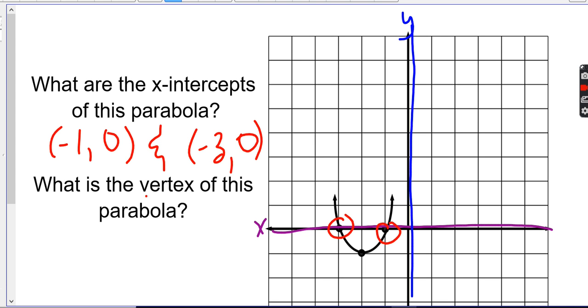The next question asks, what is the vertex? The vertex, we said, is the turning point, the minimum or the maximum. That's right here, and that is (-2, -1).